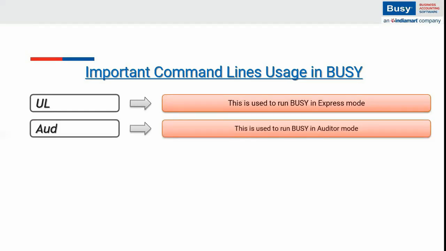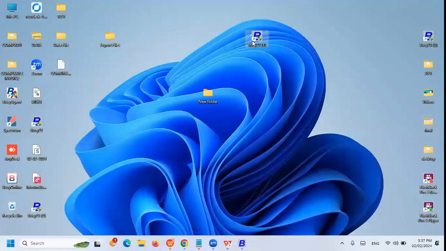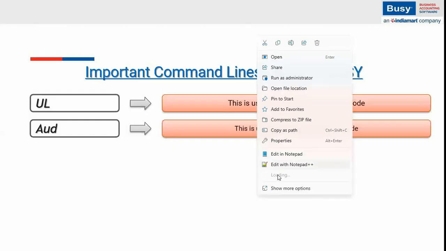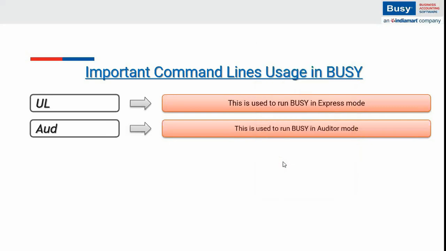And next I'm going to show you the AUD command line argument. This command line argument is really helpful for you and your auditors, because auditors take customer data on their computer, but most auditors have busy, though some of them don't have busy software because they manage their data on tally software. In that case, you suggest them to install the busy software demo version, and create this type of exe file using the command line arguments.